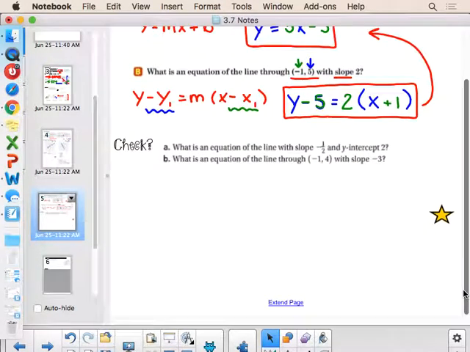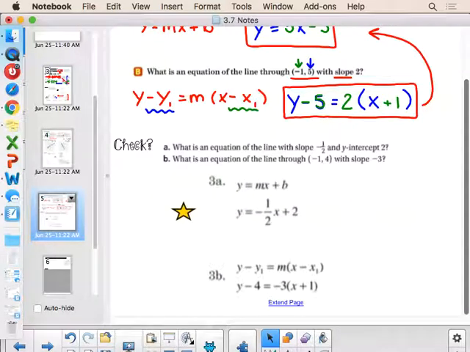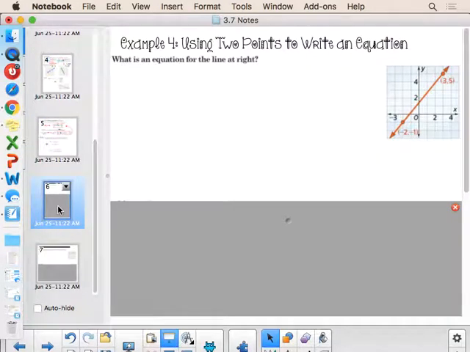Write 2 equations of a line. Alright, these are your 2 answers. I hope that you check over your work and look for any mistakes. Alright, what is the equation for this line at the right?